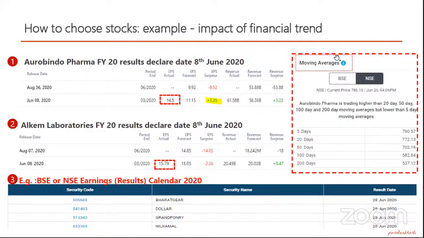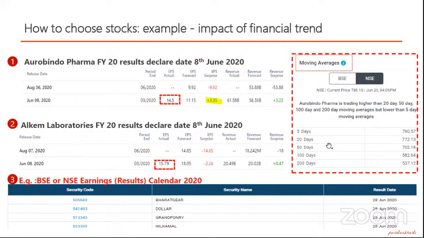All right. So what has happened in the five? Let's look at the table to the right. You will see the prices of Aurobindo Pharma that I have mapped for 5 days, 20 days, 50 days, 100 days, and 200 days. You will see that the price over the last 200 days was 537, whereas over the last 5 days it was 790.